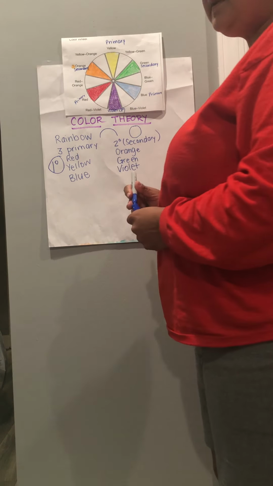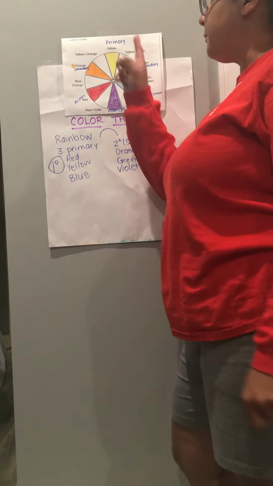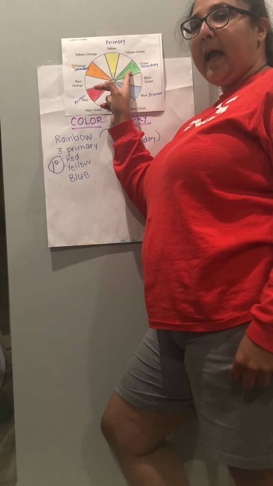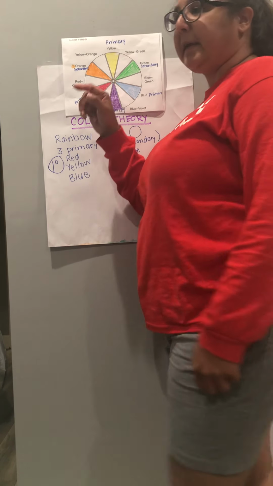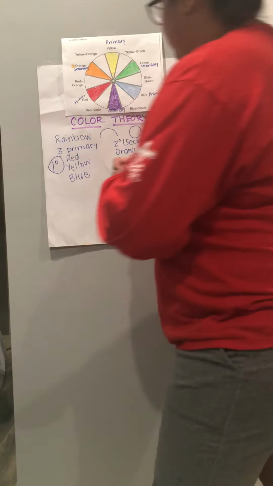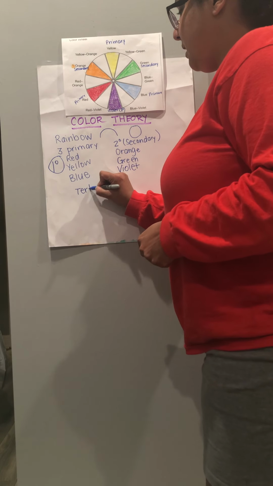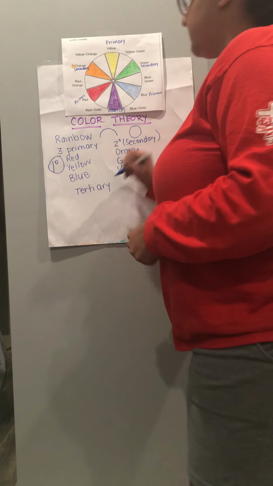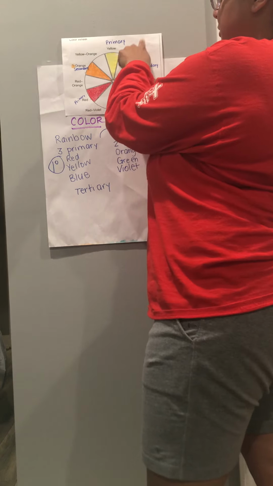Okay, which leaves a whole bunch of other blanks. So the other blanks are a mixture of the primary and the secondary. When we have the primary and the secondary mixed together, they're called tertiary. Tertiary, and that's a weird word. So here are the tertiary, and there's a lot of them. Because I have 6 here, so I have 6 tertiary. Because if I mix yellow and green, I get yellow-green.